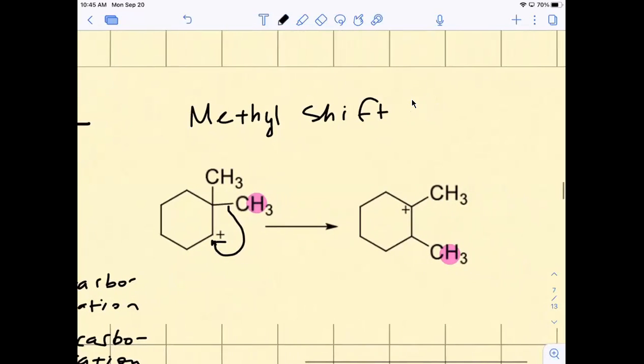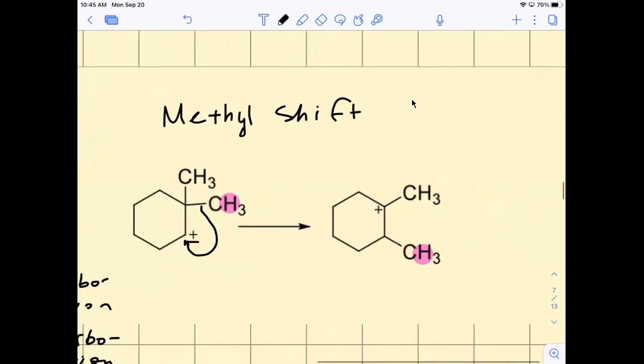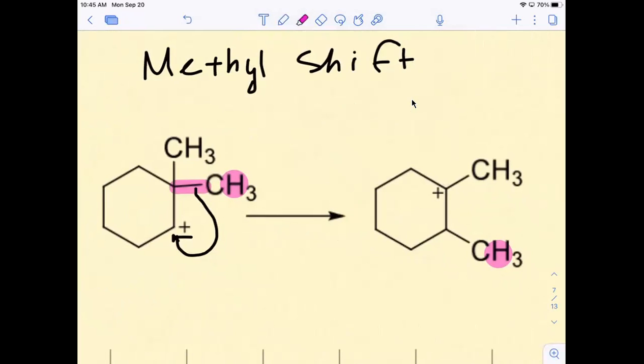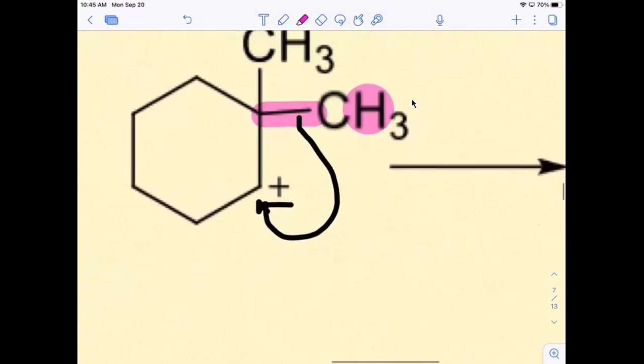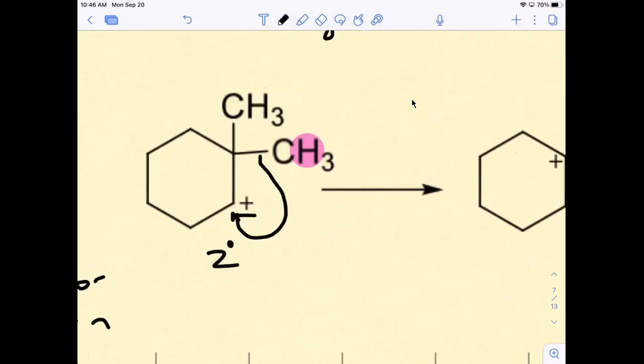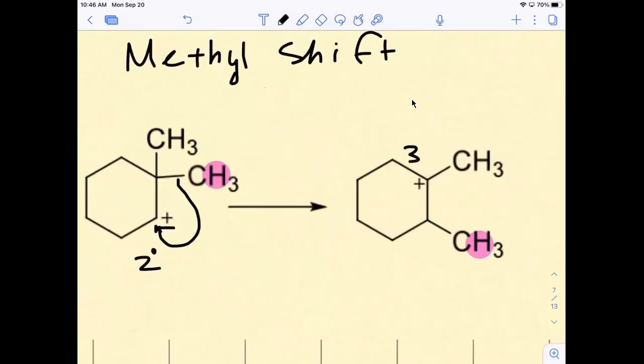Right, so methyl shift, so the carbon and the electrons, right? Don't forget that part. You got to take the pair of electrons also. So the whole, basically the bond and the atom move to where that plus charge is. And again, this is a secondary carbocation. And then when the shift happened, now I have a tertiary carbocation, which is more stable.